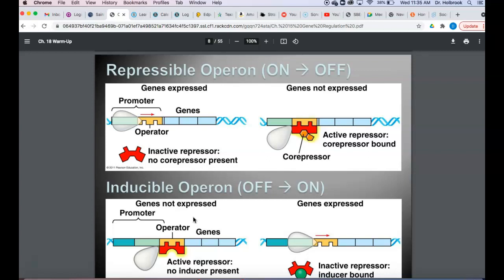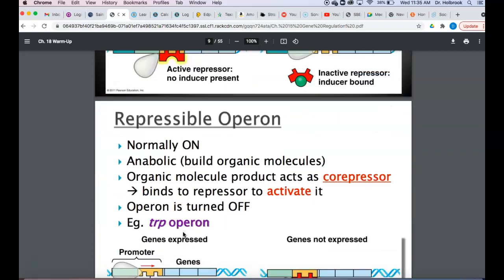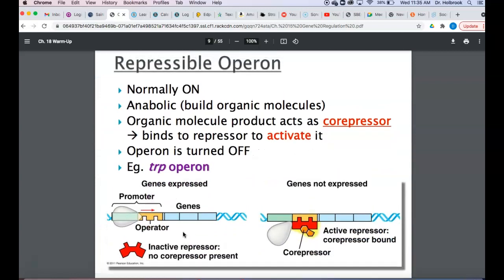So those are the two. A repressible operon is always on because there's something that it codes for that's always needed, like amino acids. Like it's coding for one amino acid. So you always need it to be on until it makes too much of that thing. Then you turn it off.